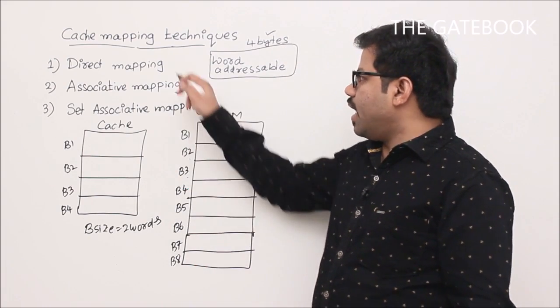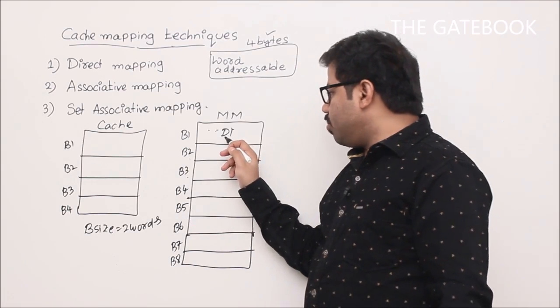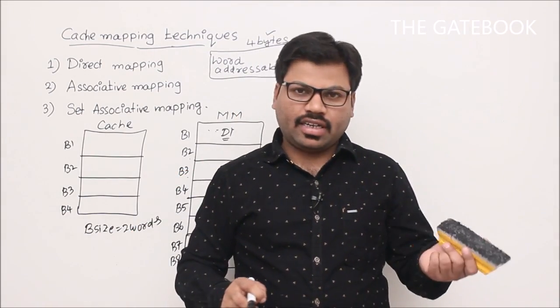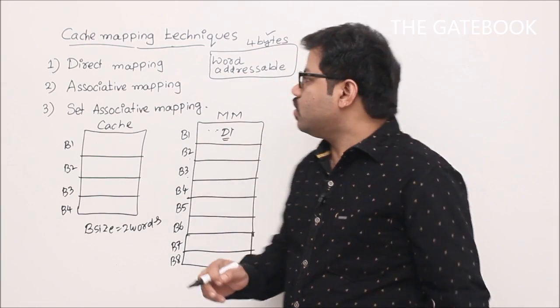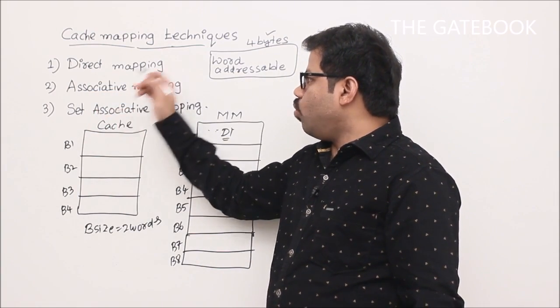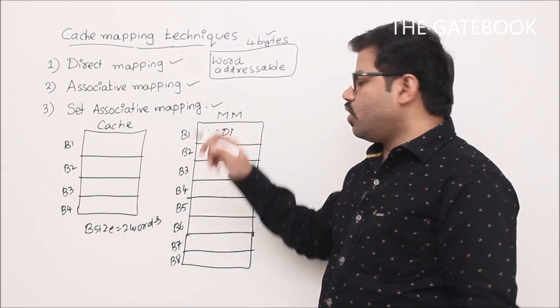One idea is direct mapping. These are all called cache mapping techniques. How you map D1, that means where D1 should go, the answer to that question is the mapping technique. It depends on the mapping technique. So there are basically 3 possible mapping techniques. One is direct mapping, the second one is associative mapping, and the third one is set associative mapping.